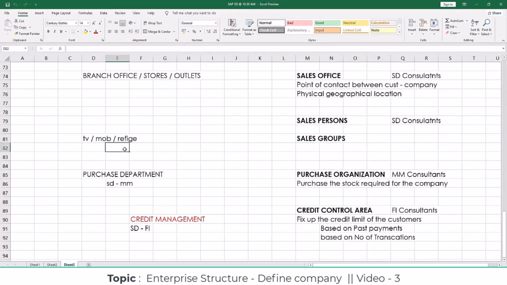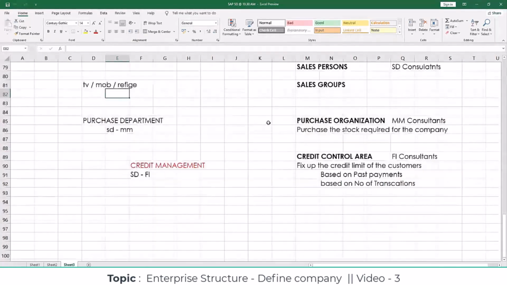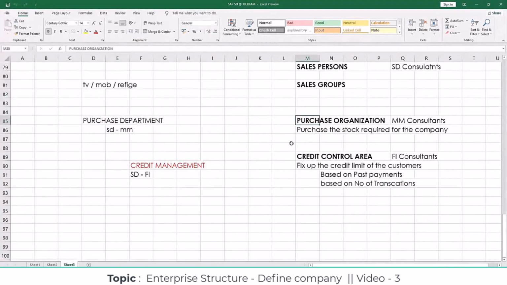And then we looked at a topic called purchase organization. Why do we need to work with this purchase org? This purchase org is going to be responsible for purchasing the stock. Whatever stock is required for the company, it's basically the purchasing team who will take care of it. They try to purchase the stock over here.